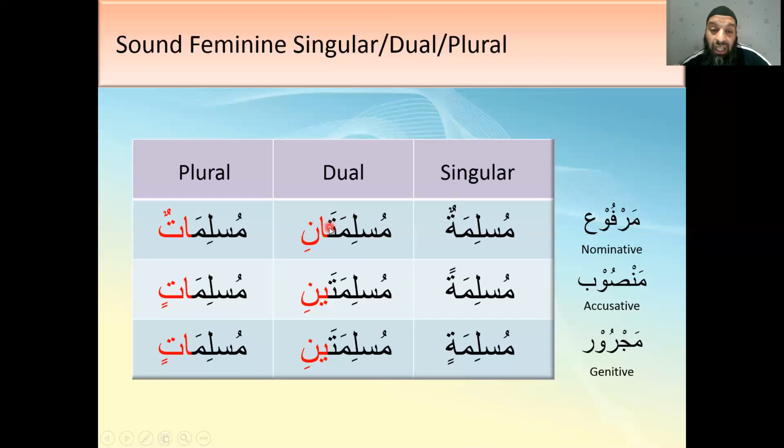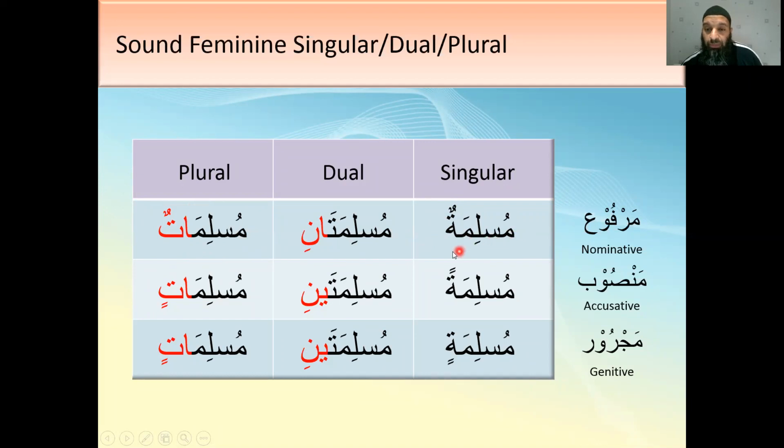But it's going to be muslimatani because the ta marbuta, if you like, has opened up to become a normal ta, but the ani is still making it marfu. So muslimatun is one Muslim woman, muslimatani is two Muslim women in marfu, and look what happened to the last one, muslimatun. Look, the double dhammas come back, so that's a bit of a help that it's marfu, because the double dhamma has come back that was here. So muslimatun, one Muslim woman, muslimatani, two Muslim women, muslimatun, many Muslim women.